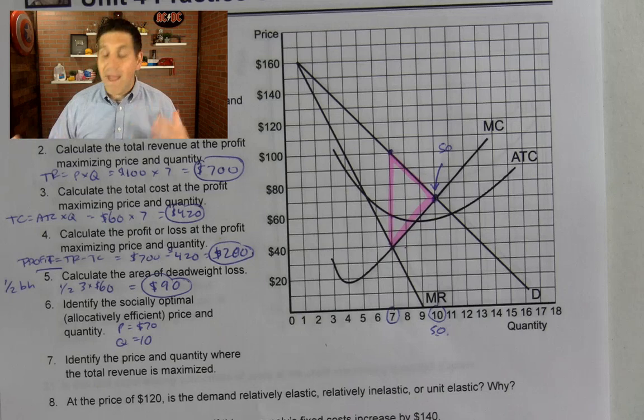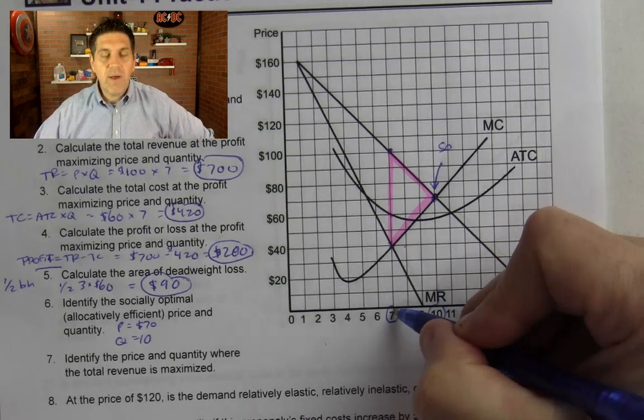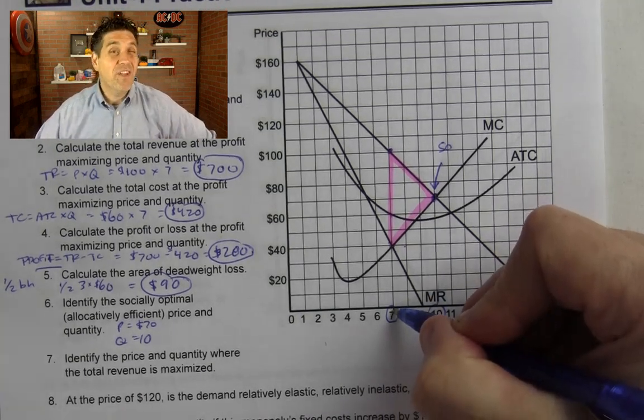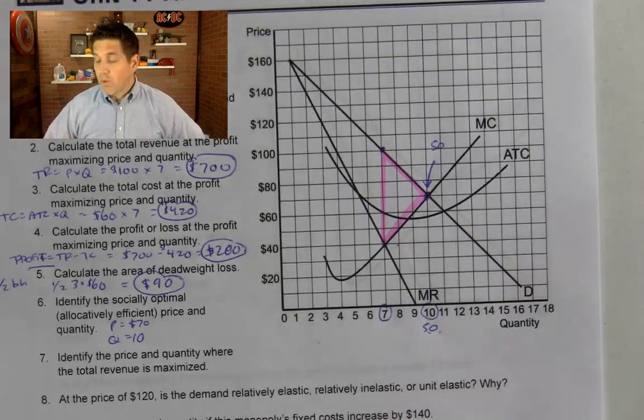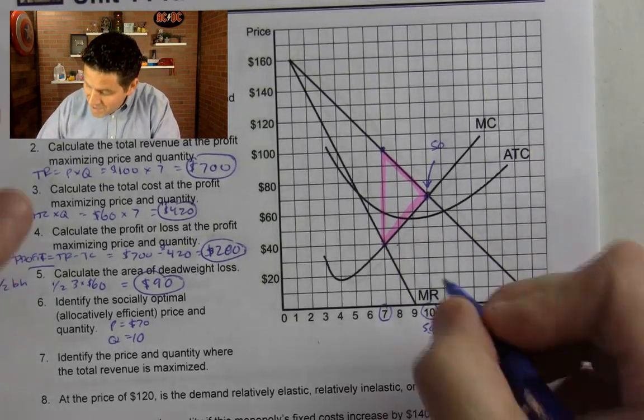Okay, perfect. Identify the price and quantity where total revenue is maximized. You might think, oh, right here, right? That we said maximize. That was where profit is maximized. That's not the same as total revenue. Total revenue is price times quantity. That's maximized right here at 9.